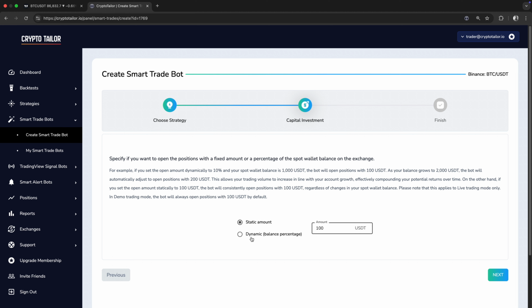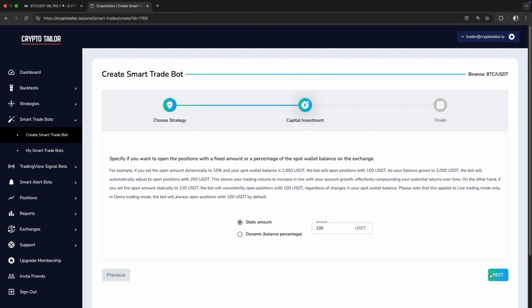Alternatively, the dynamic percentage option lets the bot automatically calculate the position size based on a chosen percentage of your spot wallet balance on the exchange. For instance, if set to 10%, the bot uses 10% of the current balance to open each position. This option supports auto-compounding, meaning the position size increases proportionally as your wallet balance grows, enabling you to maximize returns progressively. In demo mode, positions are set by default to 100 USDT each.